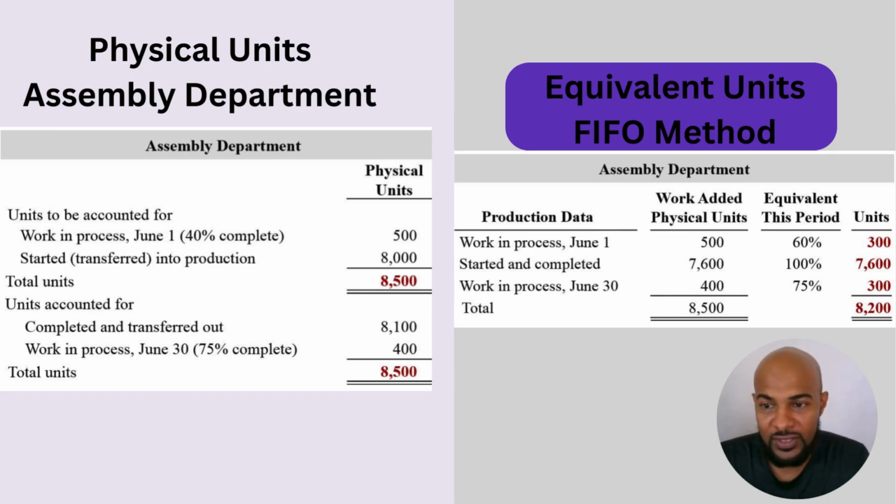And then finally, the other thing that's making up our equivalent units for the period is the partially completed units, which is our ending work in process inventory. And that's 75% complete. So 75% of our 400 is giving us 300. The sum of these equivalent units works out to be 8,200.